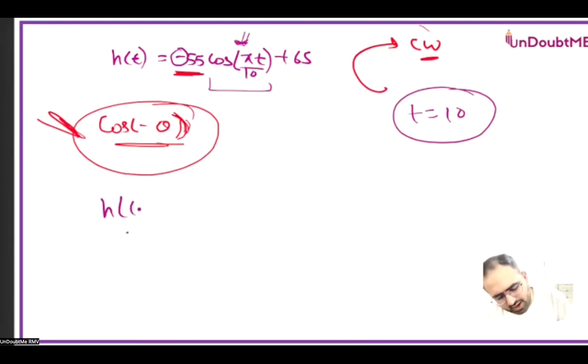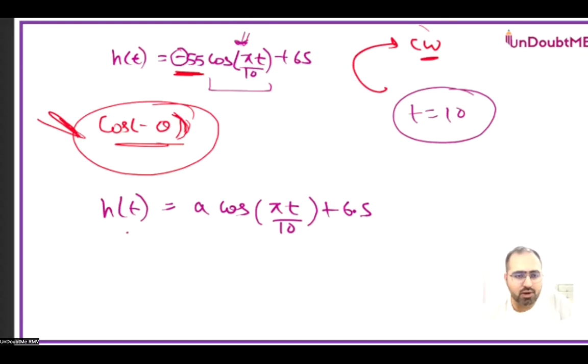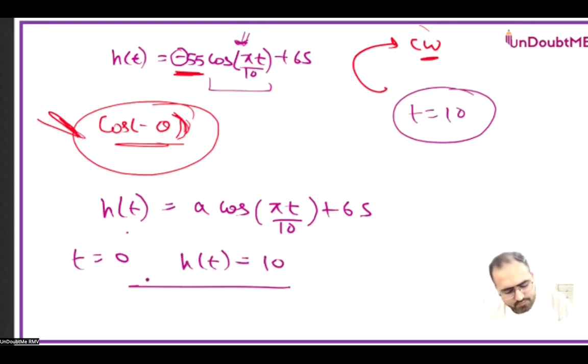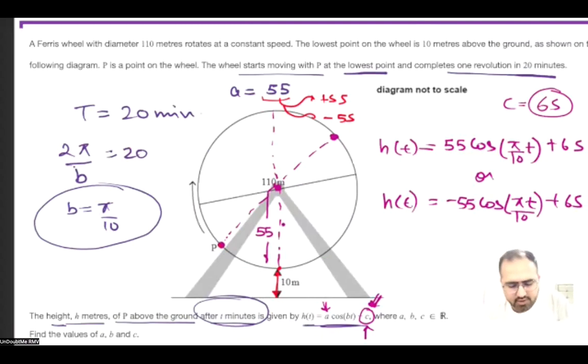I just know that height is equal to a cos(πt/10) plus 65. Okay, I will find the amplitude right now. At t equal to 0, the value of height is 10. Looking at the figure, both of you are clear with that? Raghav is still out. Okay, Ashima, are you clear with that?